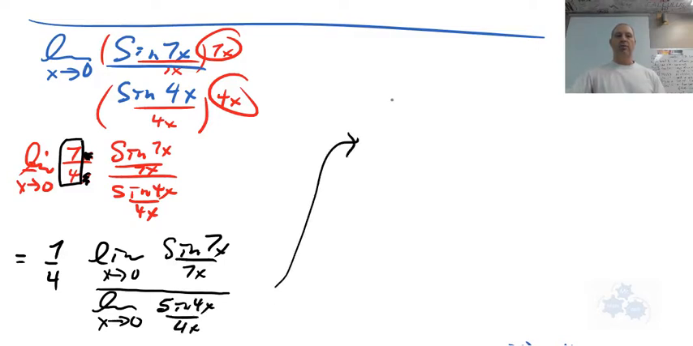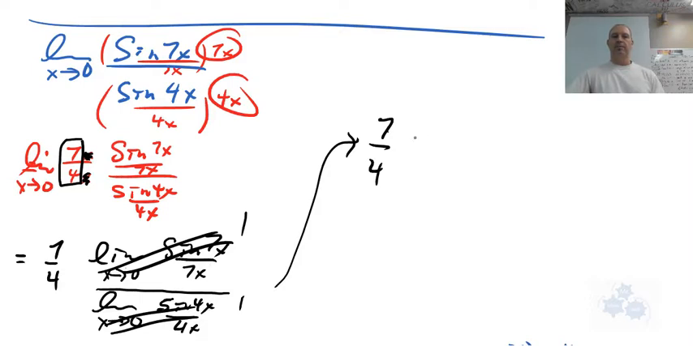What we're quickly moving to here is that we have this 7 over 4, and this top one goes to 1. Why? Because it's sine of theta over theta. See that? Sine of theta over theta. And so this is really times 1 over 1, which is 7 over 4.